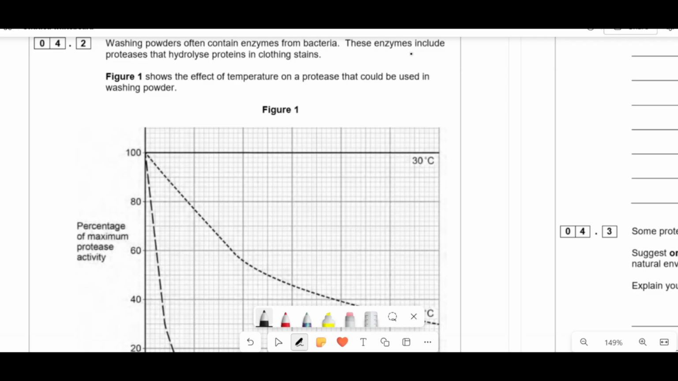Washing powders often contain enzymes from bacteria. These enzymes include proteases that hydrolyze proteins in clothing stains. Figure 1 shows the effect of temperature on a protease that could be used in washing powder.